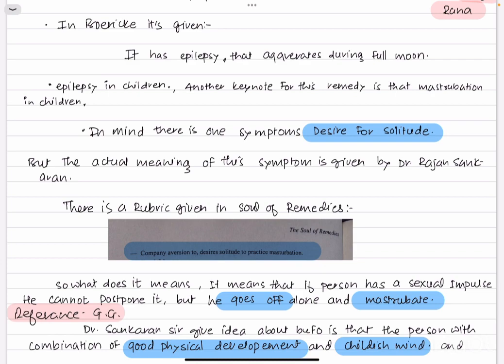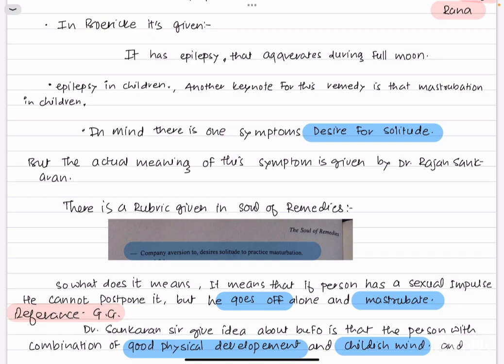Okay, so in the mind there is one symptom, the desire for solitude. What does it mean? In Boericke it is given in the mental section, that desire for solitude. But this desire for solitude is nothing but that he wants solitude just to practice masturbation.